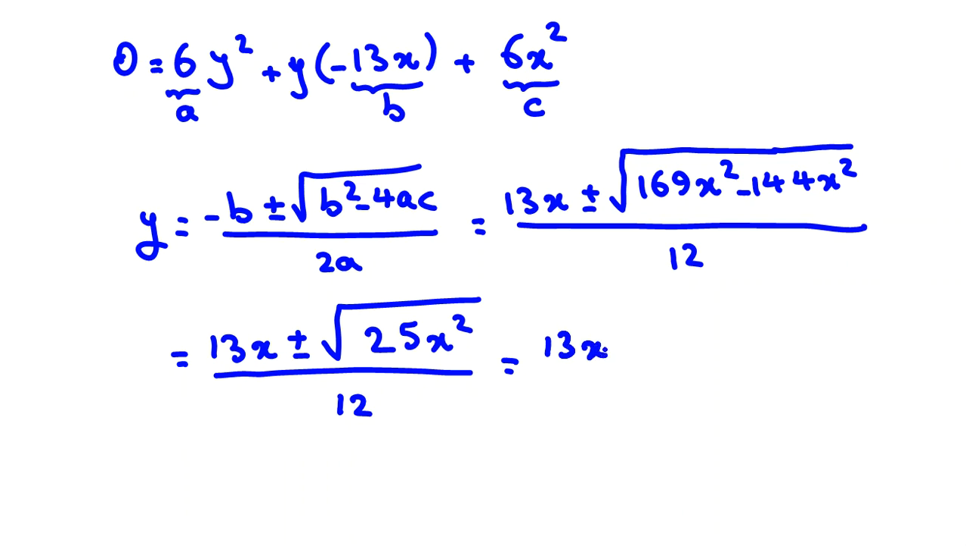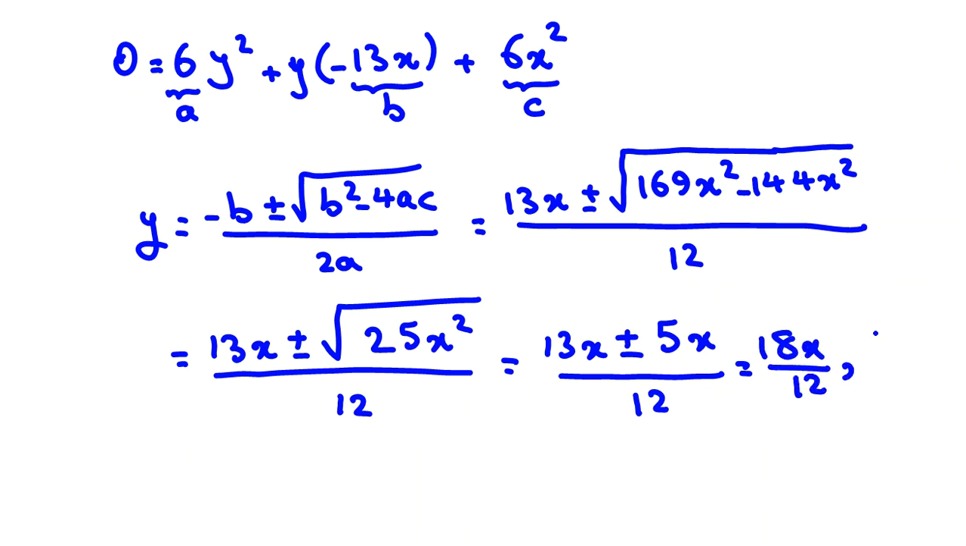So we can say 13x plus minus the absolute value of 5x, but because in front of that we have plus minus, you can write 5x, because if it is an absolute value, you should consider both plus and minus signs of that. So we can consider 5x over 12. So we have two answers: 13x plus 5x, it will be 18x over 12, and 13x minus 5x, 8x over 12.